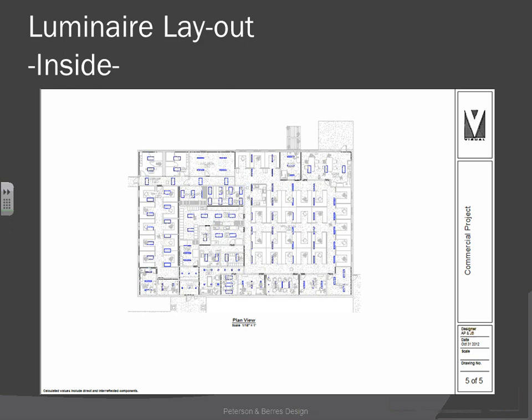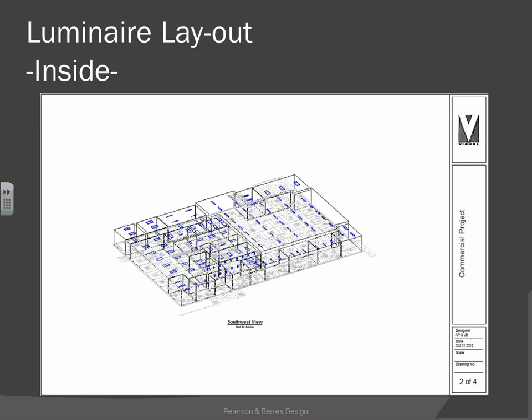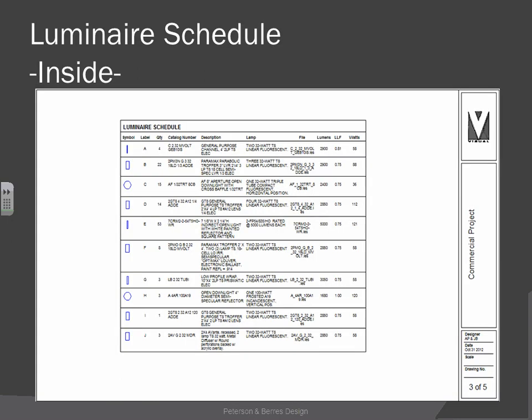Right here is the top view layout of all of our luminaires in our building. It's another view from the southwest isometric corner. Here's our luminaire schedule. For most of the lights, we use linear fluorescent, but in some areas, such as the secretary's office and one of the conference rooms, we use recessed compact fluorescent lighting.